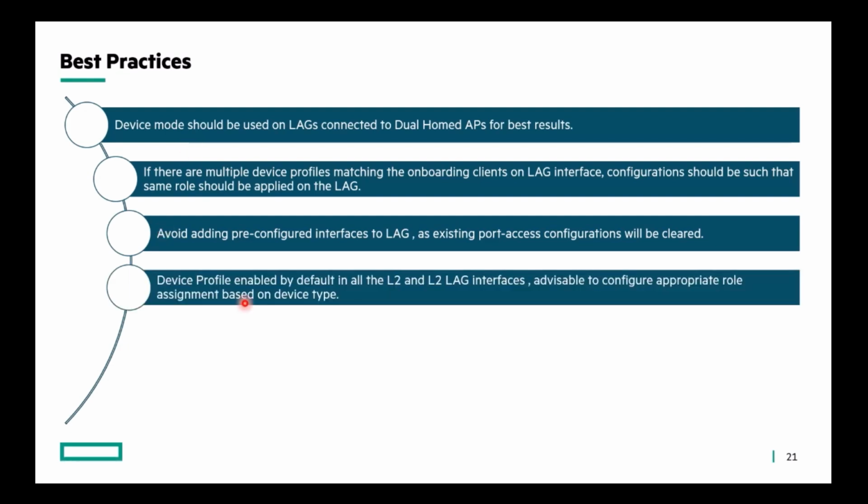Once the device profile is enabled globally, it will apply to all the L2 and L2 lag interfaces in the switch. So whether you want it or not, it will be enabled. In that case, we have to be cautious in identifying what type of rule has to be applied to what type of end device. So we have to configure appropriate rules based on the device type.